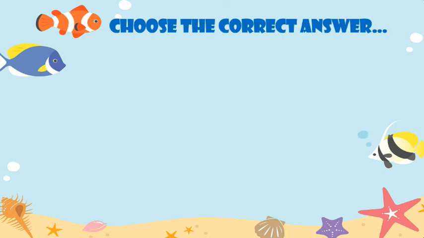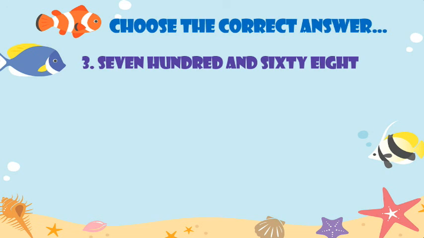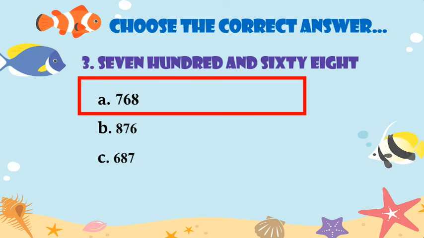In the third question, you have to choose the correct figure. Okay, A, B and C. Now your time will start. Okay, I hope you got the correct answer. So which answer is correct from here? A, B or C? Yes, A is correct. 768.